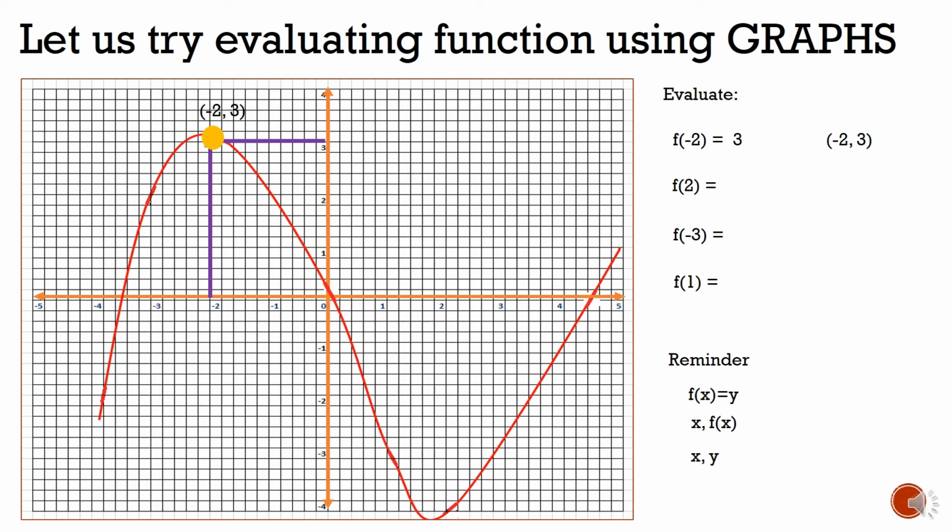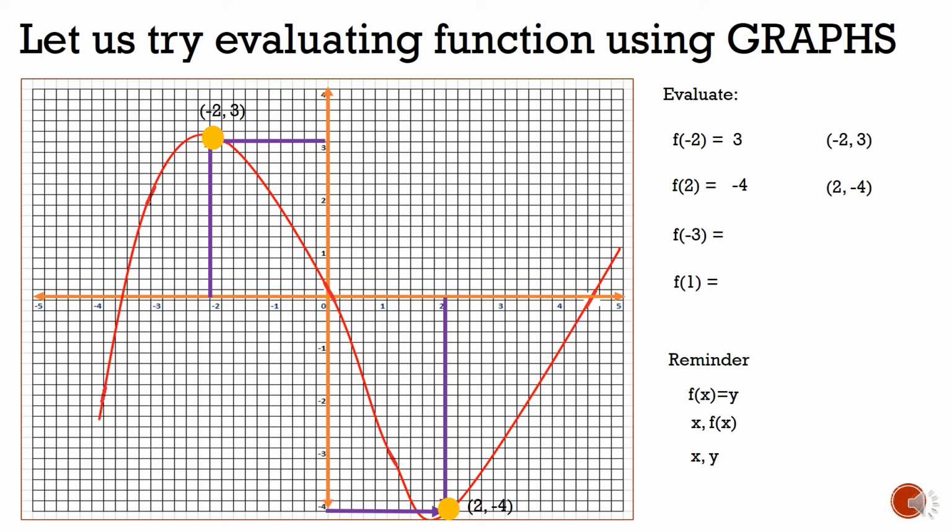How about the function of positive 2? Positive 2 is in the x-axis. Look, draw an arrow going towards the curve, downward. And look on the y-axis. That is exactly at negative 4. So therefore, the function of 2 is equal to negative 4. And the coordinates are 2, comma, negative 4.